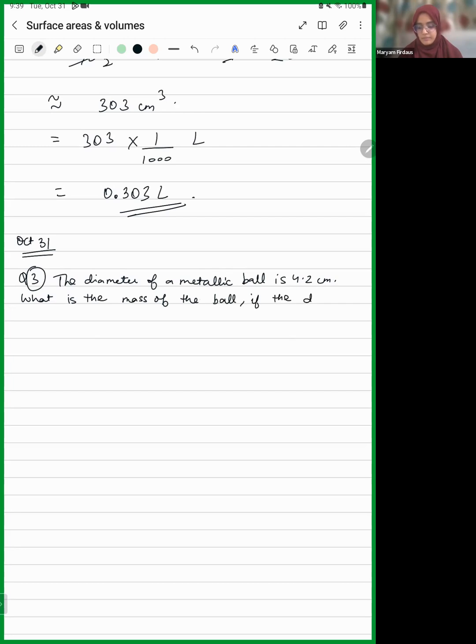The diameter of a metallic ball is 4.2 centimeter. What is the mass of the ball if the density of the metal is 8.9 grams per centimeter cube?